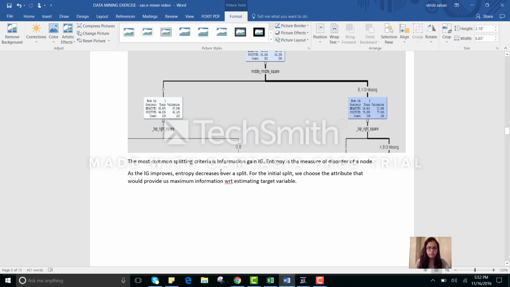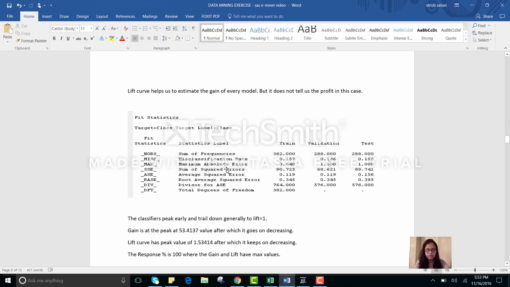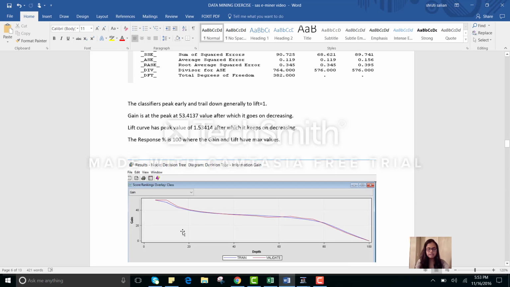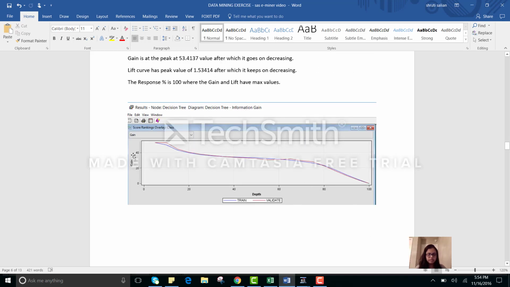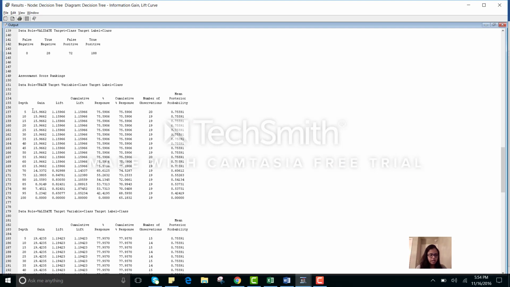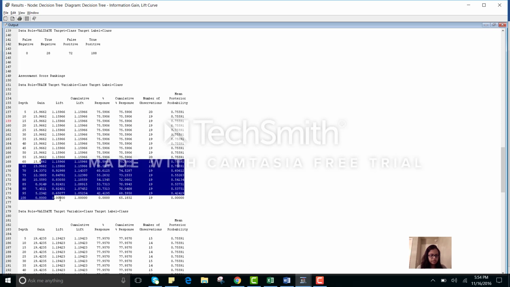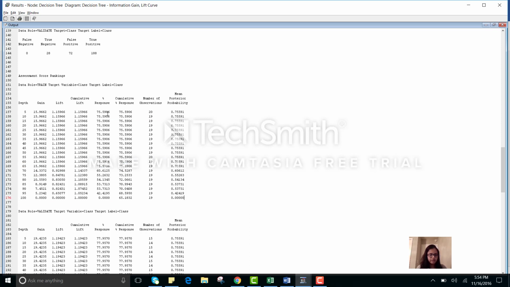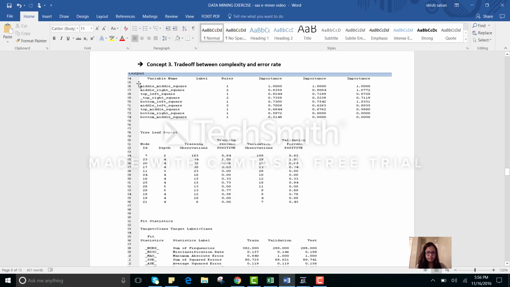Entropy is a measure of disorder of a node, and as information gain increases, the entropy decreases. The lift curve is used for target marketing, and it does not tell us the profit in this case for decision trees. And then the following is the lift curve. In classifiers, the curve will generally rise at the start and then it will trend down to 1. The lift curve and the gain both have maximum values at the start. As we can see, 15.96 and lift is 1.15, which gradually reduces by the end of the curve, and we have 75% response, which is the highest at the start, where the gain and the lift curve are at max.